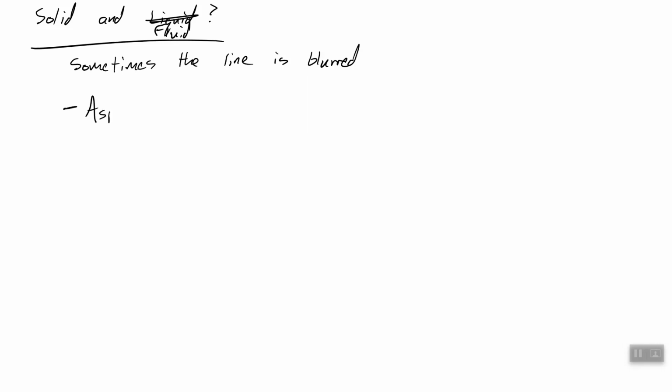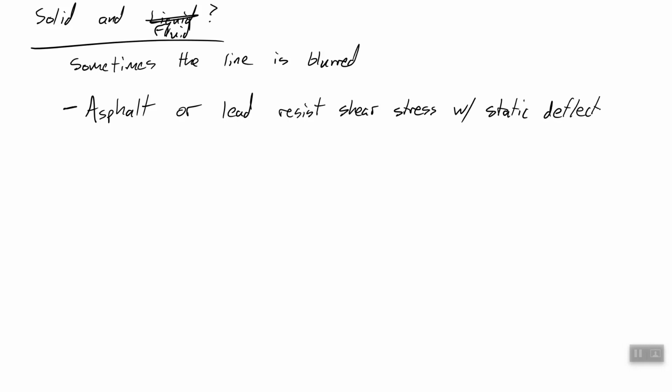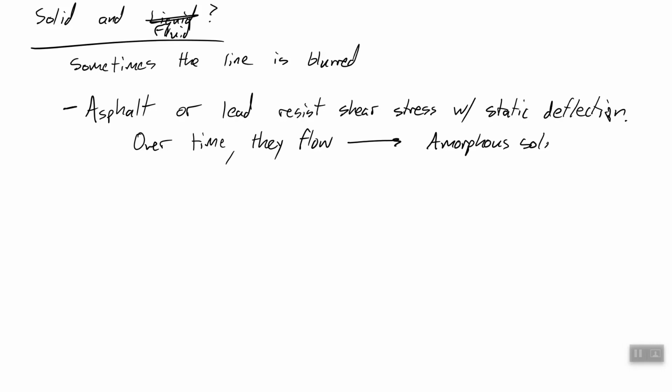Like, for example, asphalt or lead. These are solids because they resist a shear stress with a static deflection initially. But over time, they begin to flow. And so these are solids technically, but they're called amorphous solids. Lacking an internal structure, they are able to flow very slowly, like a fluid.